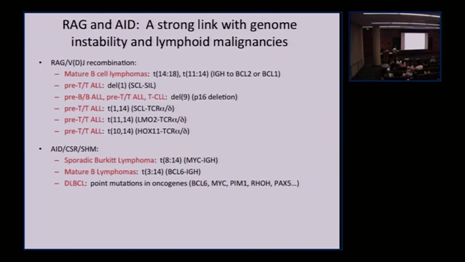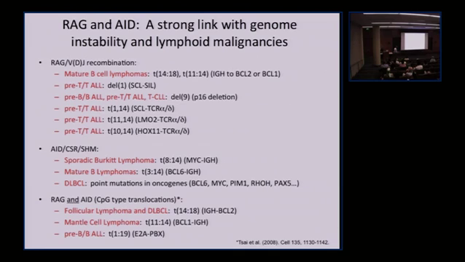I want to point out that RAG is expressed in both developing B and T cells, so you'll see it involved not just in B cell, pre-B cell lymphomas, but pre-T cell lymphomas as well, because it's also rearranging and assembling the T cell receptor genes. AID, however, is restricted to the B cell lineage, and so it's specifically involved in lymphomas and leukemias of B cells. And then there's even some suggestion that RAG and AID in some unusual events could collaborate in these so-called CPG type translocations in certain kinds of lymphomas to create genome instability.